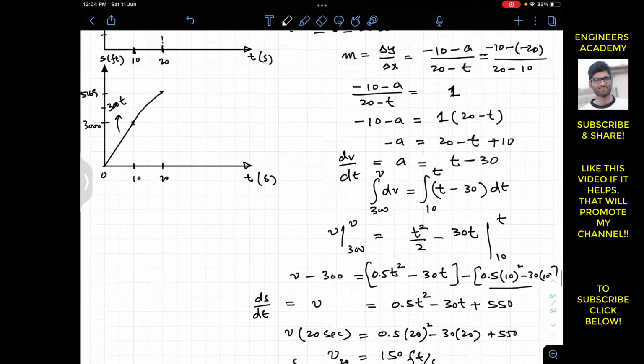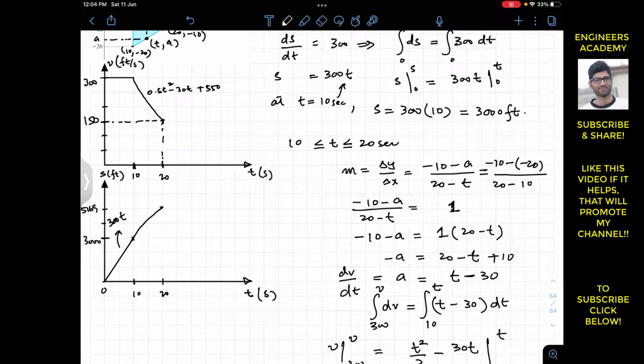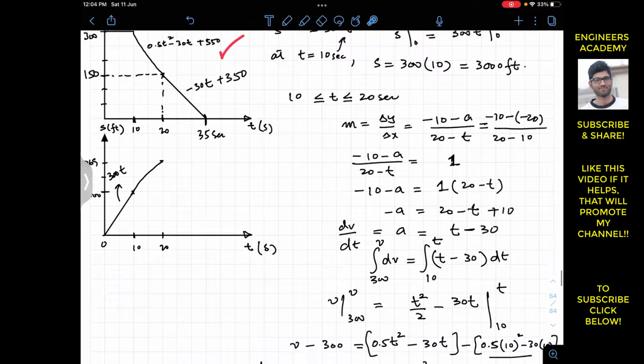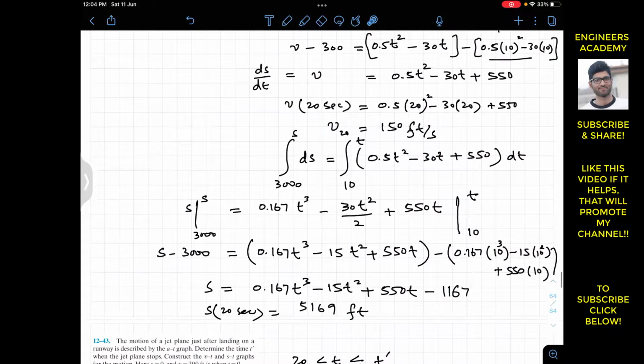So now if you want to plot the velocity, if this is 10, this is 20, so 30 is somewhere here, and this is 35, right? So somewhere here is 35 seconds, and from t equals 20 until 35 seconds the velocity is following a linear straight line. So this is v of t, and this is represented by minus 10t plus 350. So this is the v of t graph, and similarly now we have to find the s of t equation.